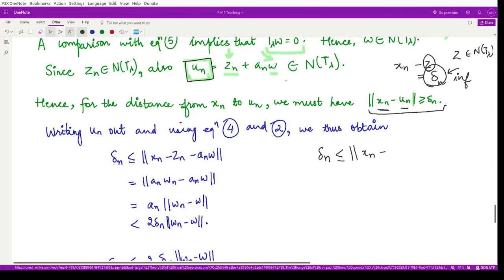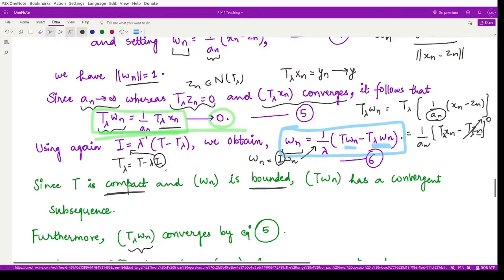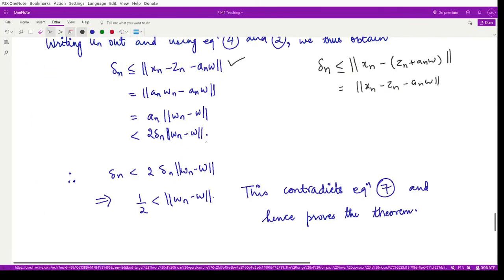Un is zn plus an w. So we can write zn plus an w, right? Now you can write this thing to be the norm of xn minus zn minus an times w, which is this thing, right? And then what is this thing? Xn minus Zn. If you see the definition of Wn through equation number 4, Xn minus Zn is Wn into An. So using equation 4 here, we have An Wn, right?